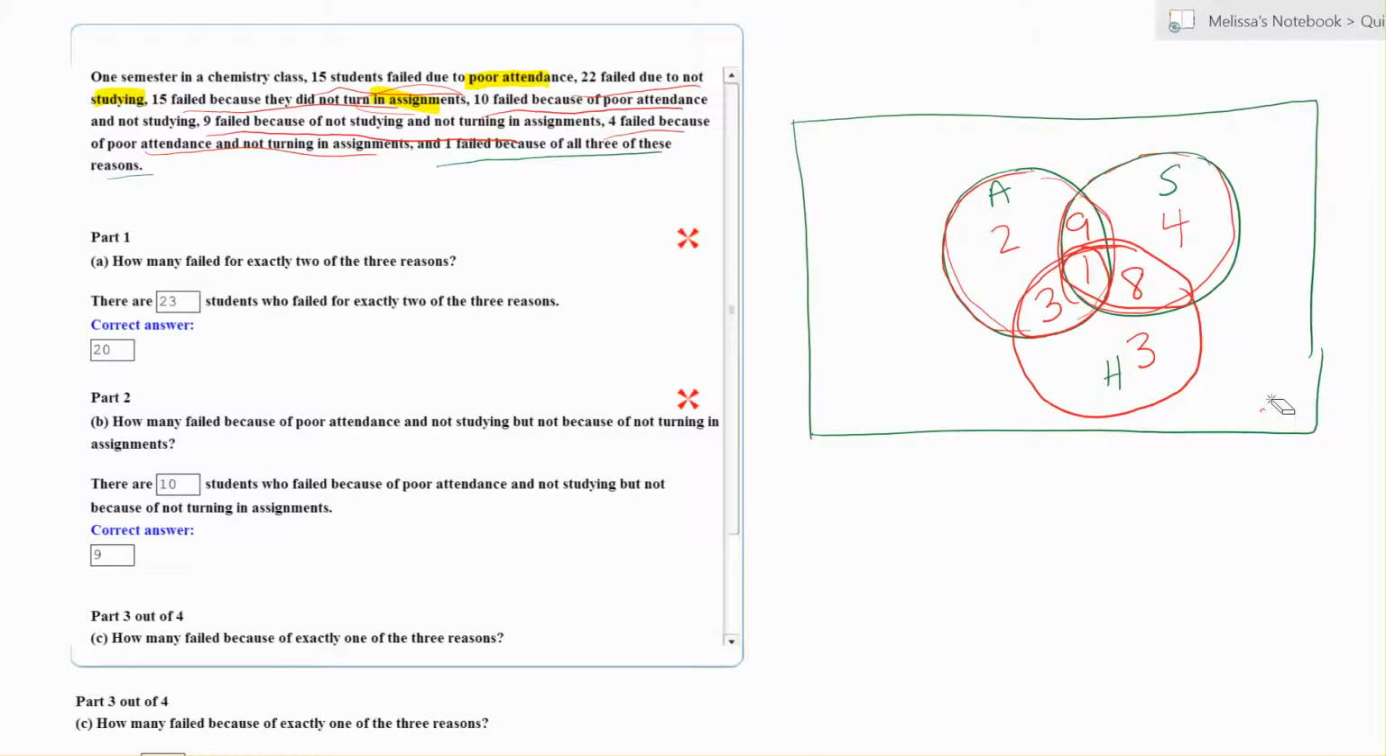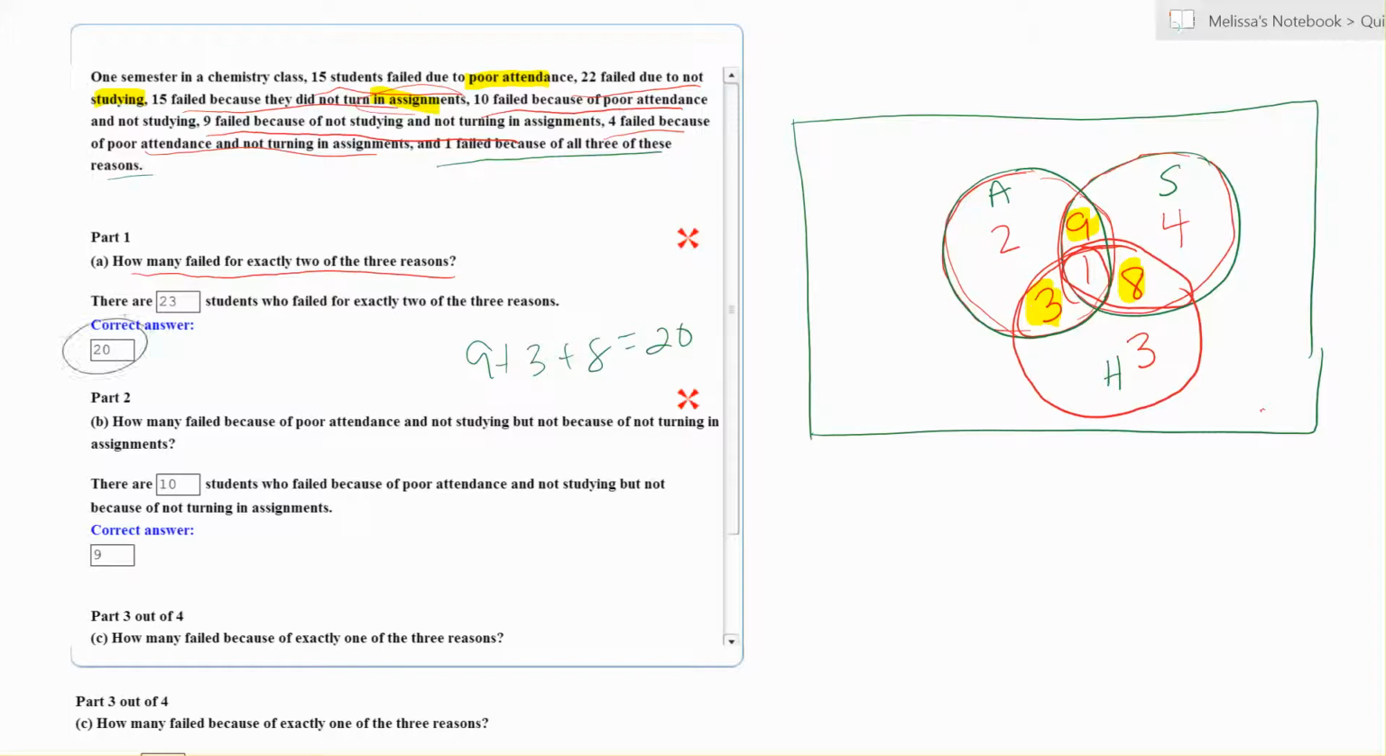So now let's look at part 1. How many failed for exactly 2 of these reasons? Well, exactly 2 of the reasons would be people in the region where we have the number 3. That's people who were only in the A and the H circles. This number 9, which is only the A and the S, and the 8, which is the S and the H. So the sum of 9 and 3 and 8 is going to be 20.